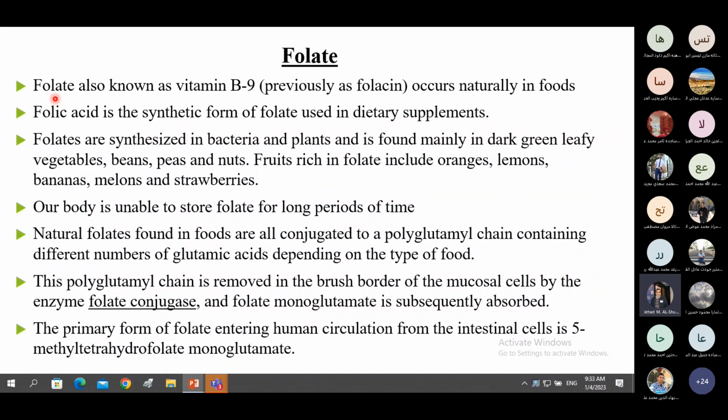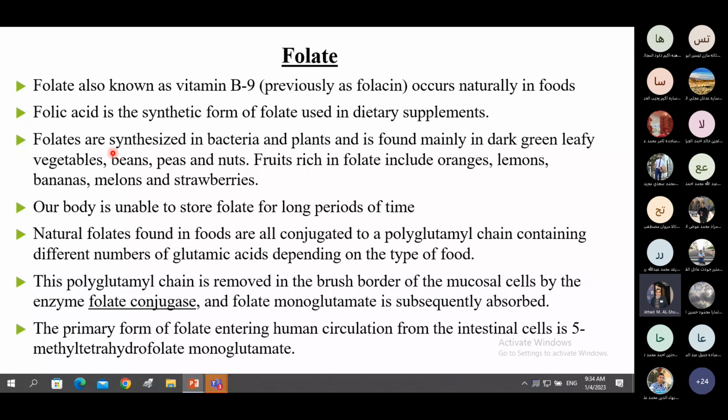What is the difference between folate or vitamin B9 and folic acid? The natural vitamin B9, we call it folate or vitamin B9. This is the natural one in nature. While the synthesized one, the one that the pharmaceutical companies made, we don't call it folate or vitamin B9, we call it folic acid.